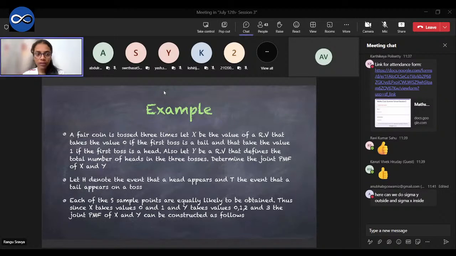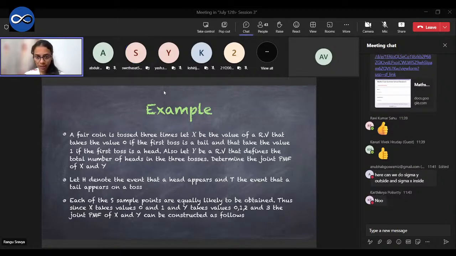So let us look at an example. A fair coin is tossed 3 times. Let X be a random variable that takes the value 0 if the first toss is a tail, and the value 1 if the first toss is a head. Also let Y be the random variable that defines the total number of heads in the 3 tosses. Determine the joint PMF of X and Y. So we are given two random variables, X, which is 1 when the first toss is a head and 0 when it is a tail, and Y, denoting the total number of heads in the 3 tosses. We need to determine the joint PMF.